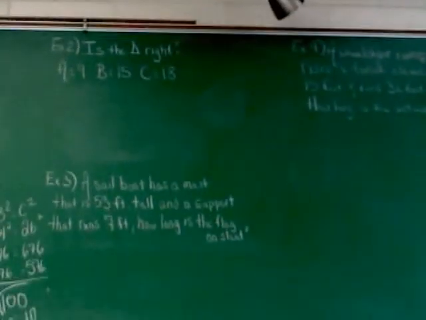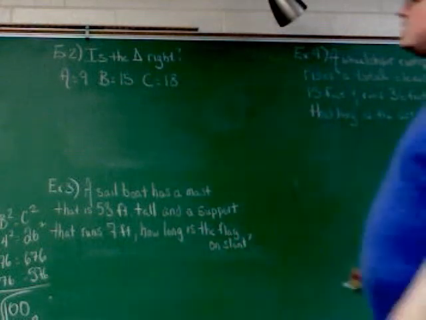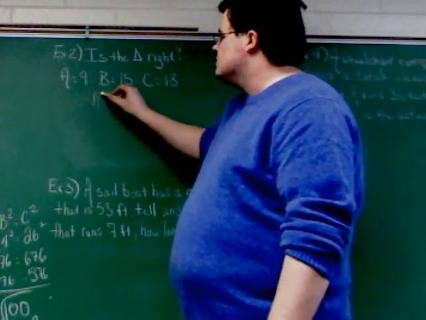Okay, let's go to the next one. Example 2 is the triangle right. So it's a different variation of what we just did. You're going to be using the same formula all the way through today. So the very first thing I'm going to do is write down the a squared plus b squared equals c squared.